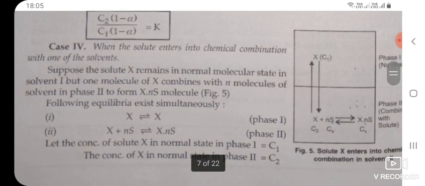Case 4. When the solute enters into chemical combination with one of the solvents. Suppose the solute X remains in normal molecular state in solvent 1, but one molecule of X combines with n molecules of solvent in phase 2 to form X.nS molecule, figure 5. The following equilibria exist simultaneously.